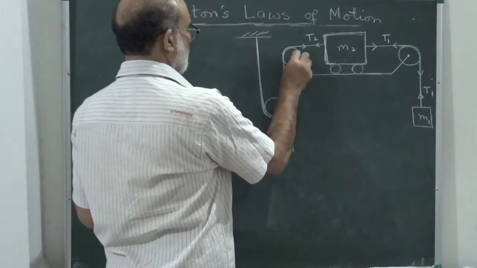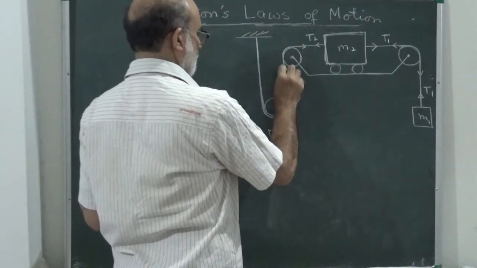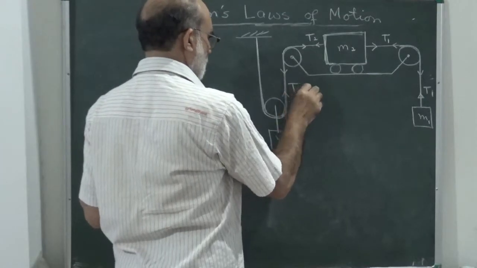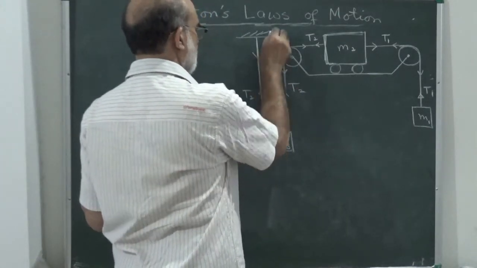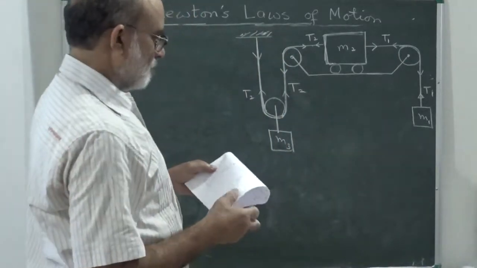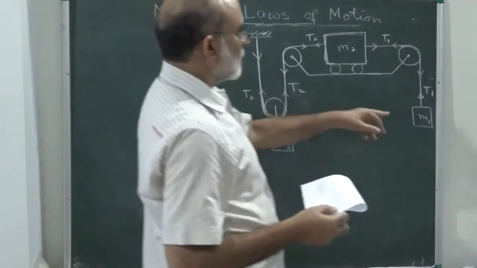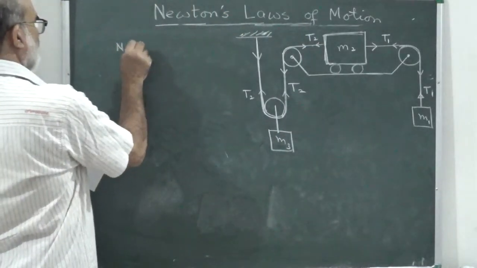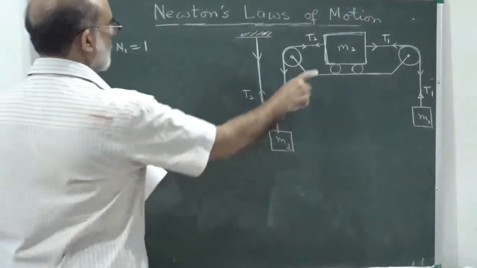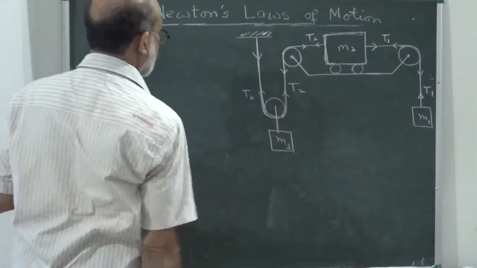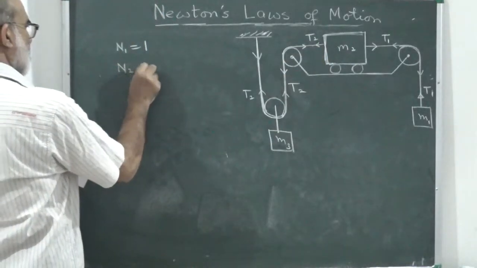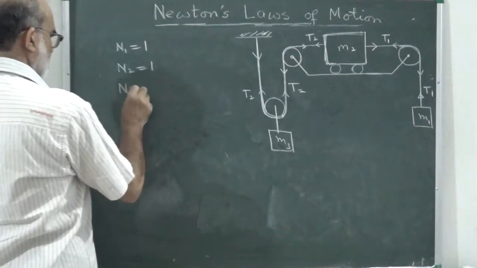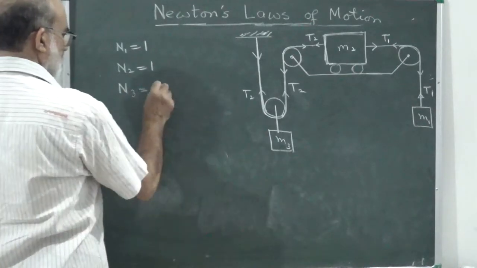Right? Pulleys are assumed to be smooth and massless, and strings to be massless also. So this T2 transfers here. Now, one string is connected to M1, so N1 has number of strings 1. M2 is also connected by one string. But mass M3 is connected by two strings. So it is two strings here.